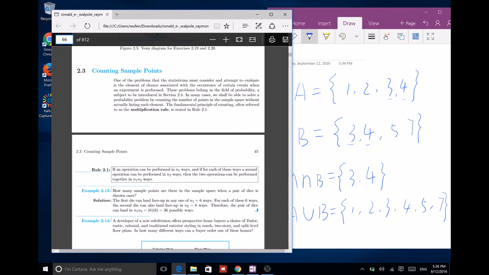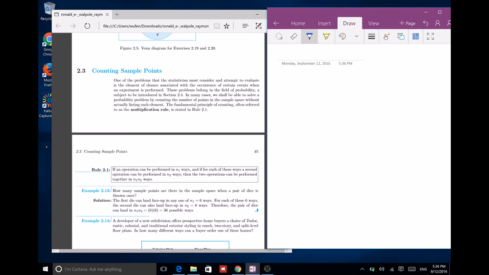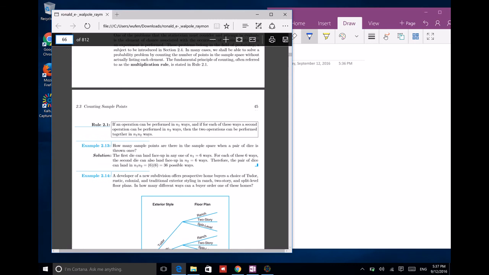The first one is the multiplication rule. If an operation can be performed in n1 ways, and if for each of these ways a second operation can be performed in n2 ways, then the two operations can be performed together in n1 multiplied by n2 ways. Okay, let's look at an example.